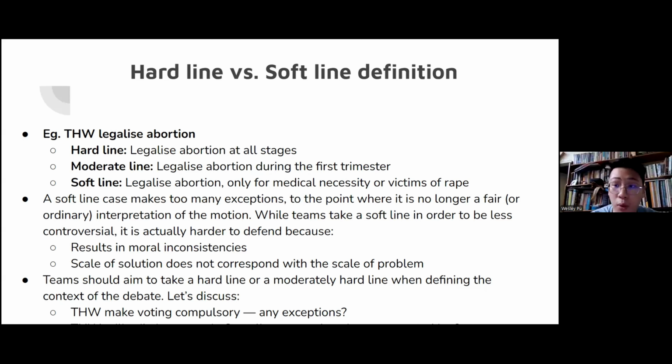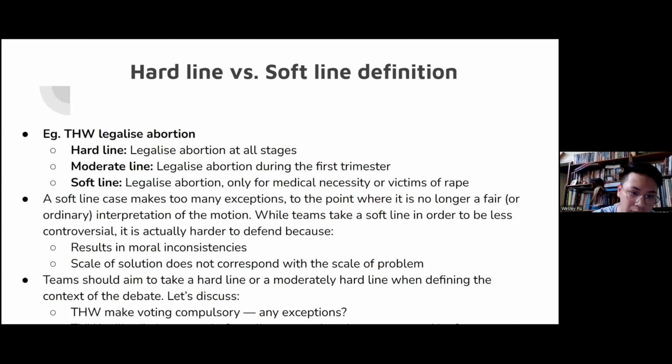So when we talk about legalizing abortion, there are three lines that you can take in terms of case prep and the ability to choose a line to debate. The hard line would be to legalize abortion at all stages. That means no matter where you are in the pregnancy, no matter where you are in the trimester, these are things that you're going to legalize, and these are things that you're going to allow to happen regardless.